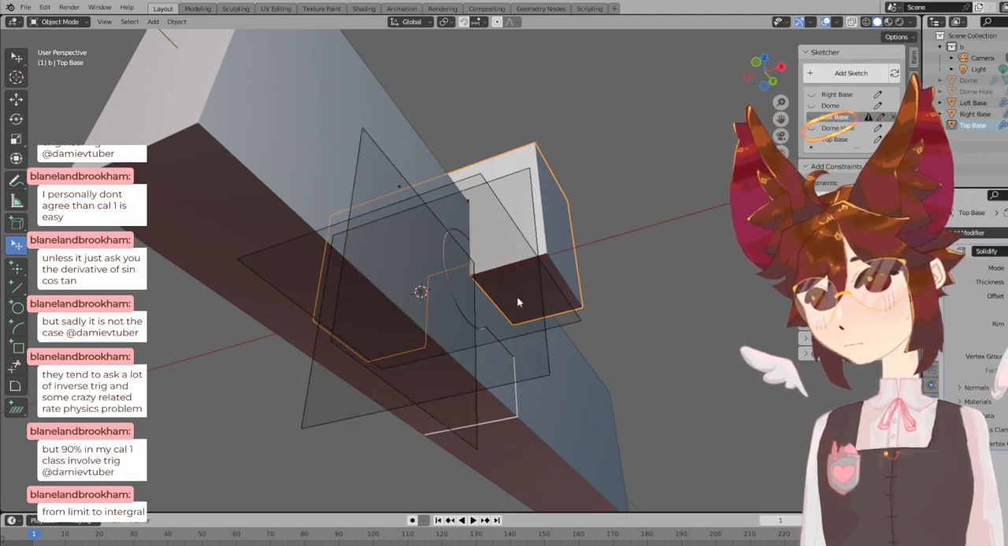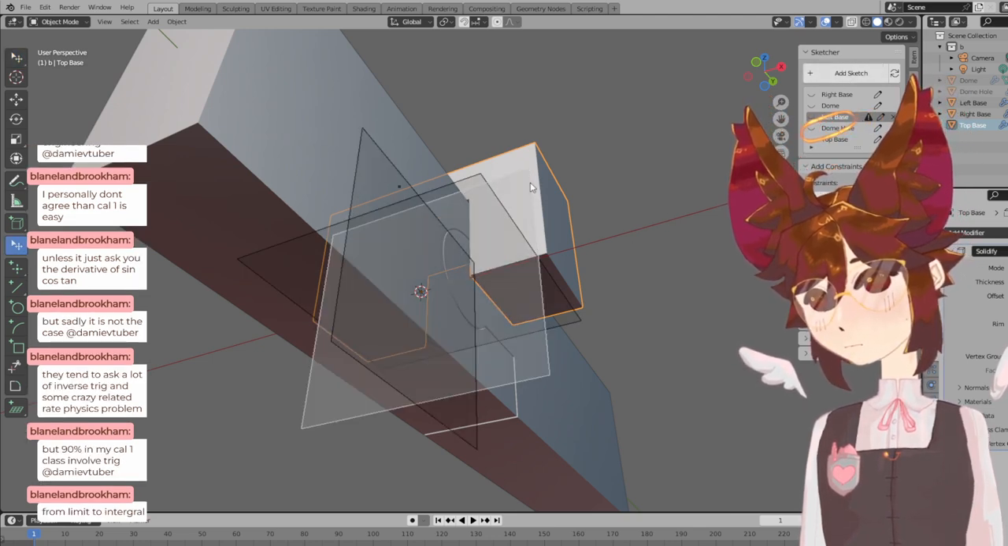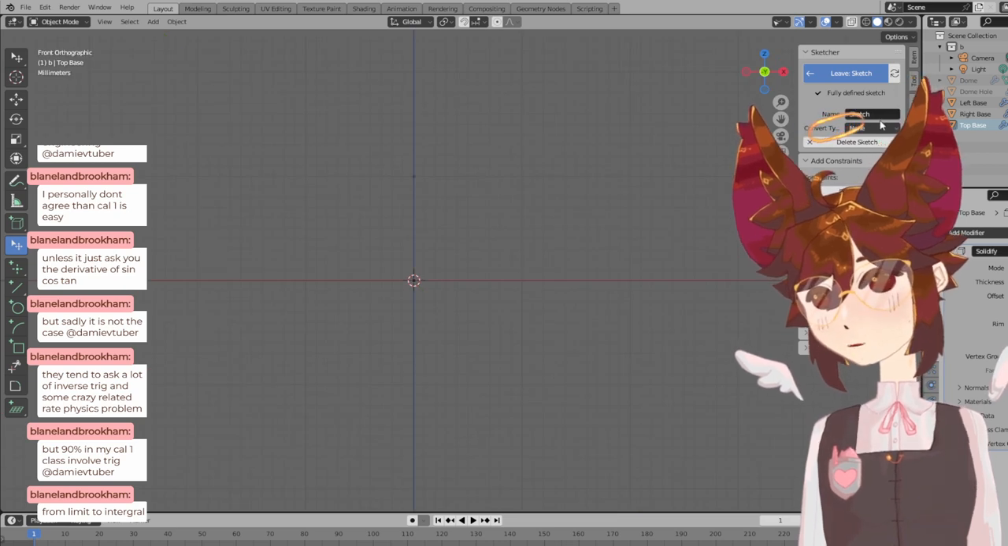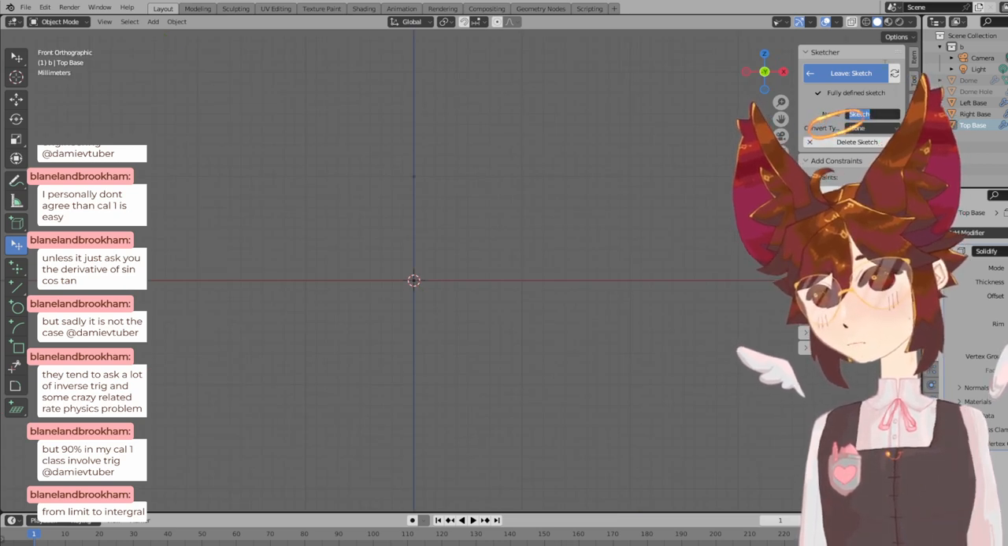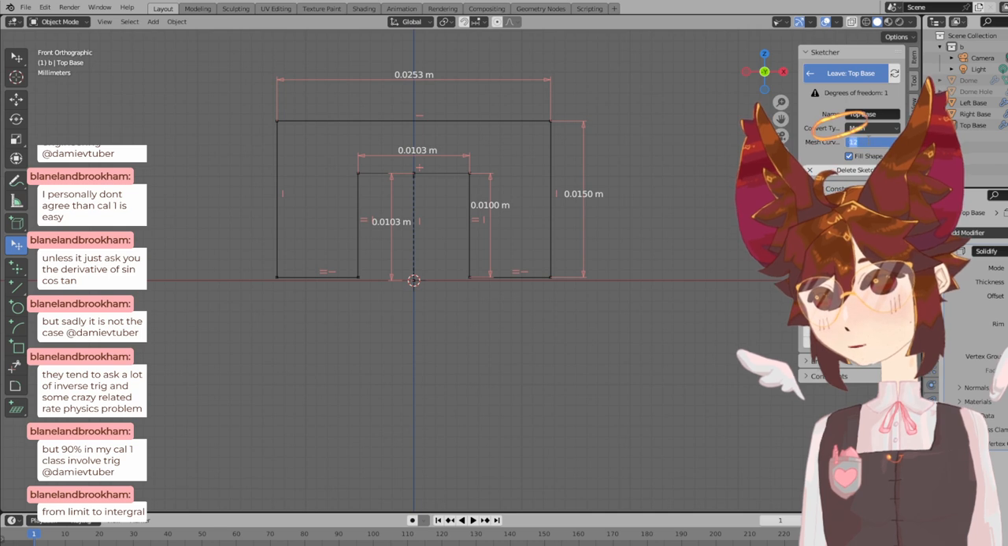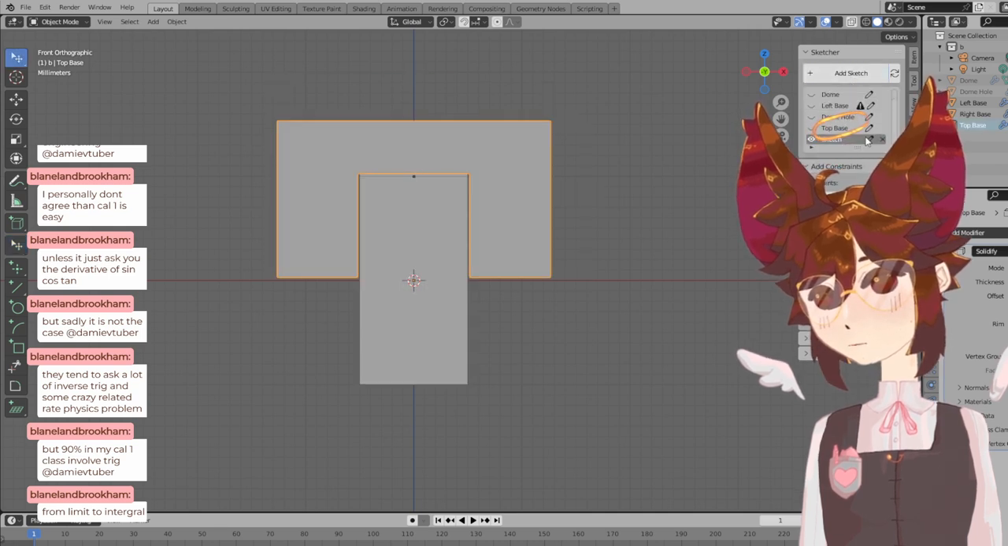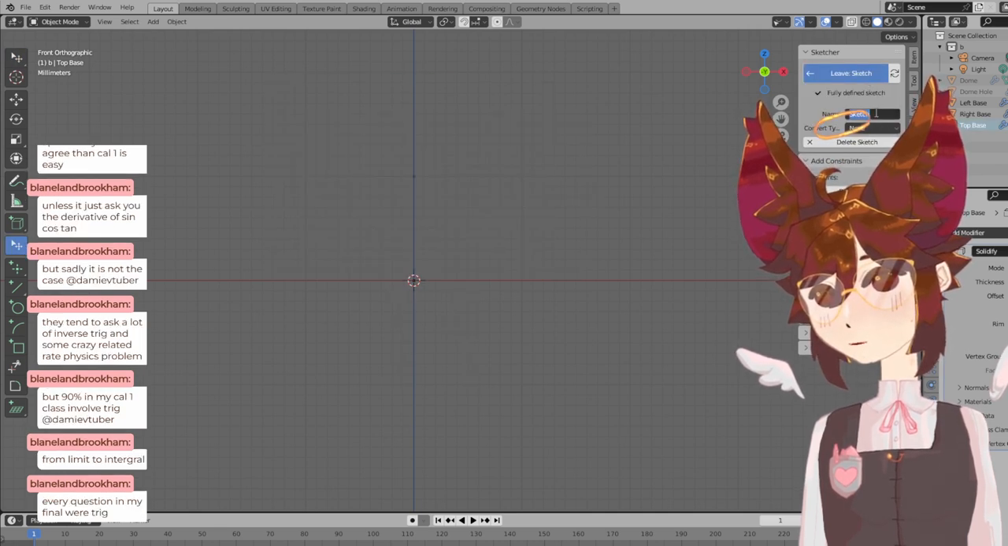I'm gonna call this, wait a second. I actually need to concentrate a little bit for a second. There we go. Wait, what did I call the other one? This was top base? Yeah, top base, we'll call them tenants.